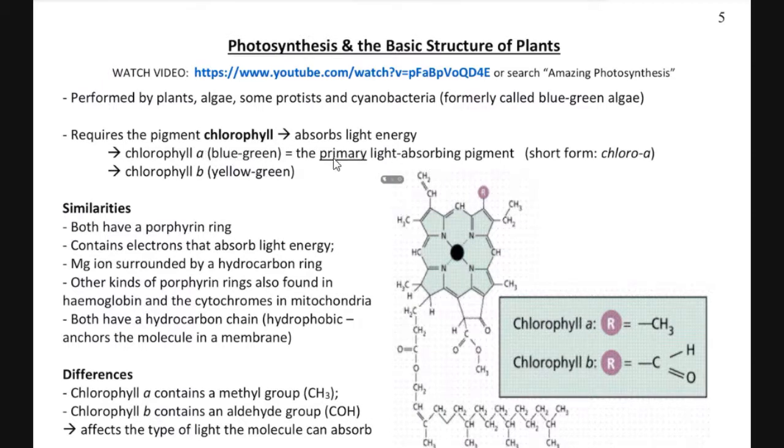A is known as the primary pigment. So tuck that fact away because that'll come up again. A is the primary light-absorbing pigment. And if we want to get away with not writing the whole word, we say that the short form is chloro-A. So what do they have in common and what is different about the 2?